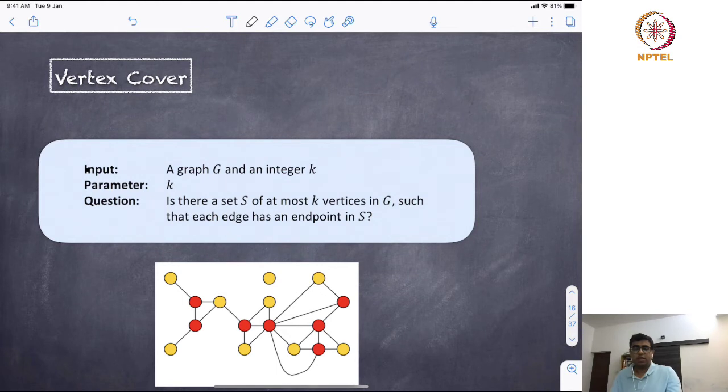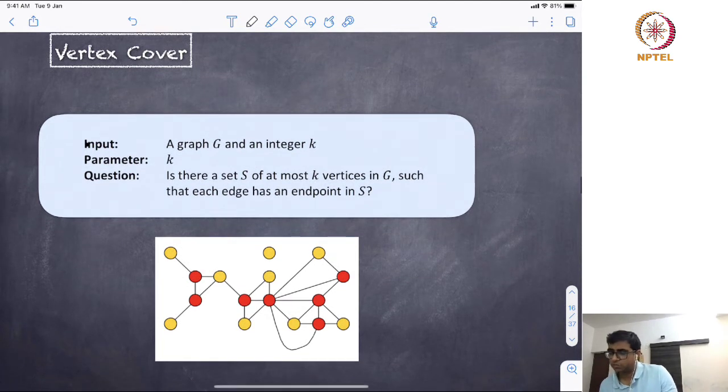Okay. So let me give you another example. This is our favorite problem. A graph G and integer k. Is there a set S of at most k vertices in G so that each edge has an endpoint in S? Now, there are some simple reduction rules for this.